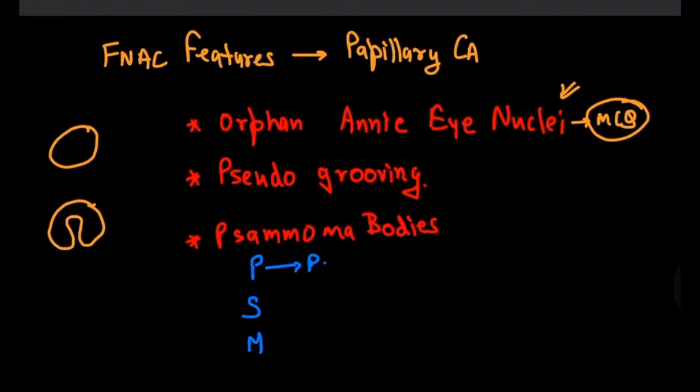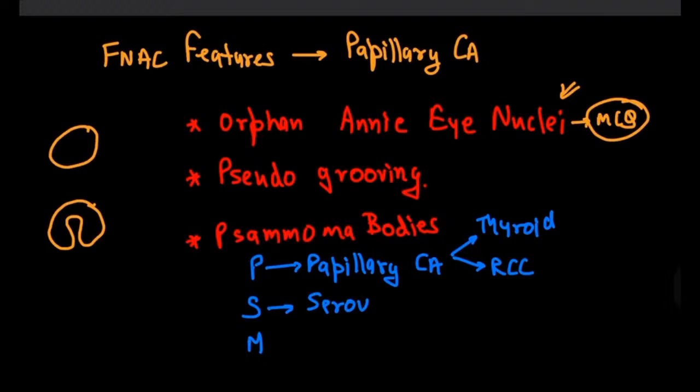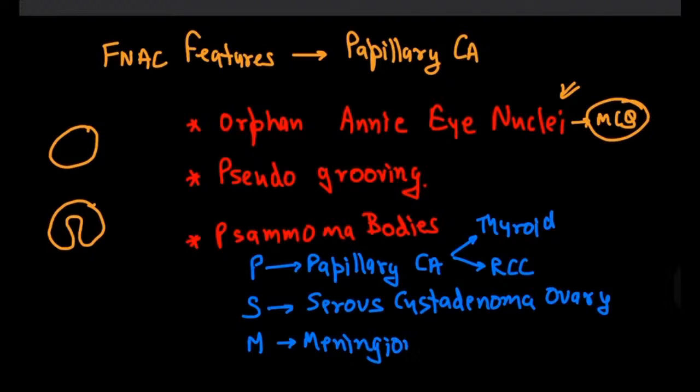You get it in the papillary carcinoma of the thyroid, which we are seeing, and at the same time you can also get it in the papillary renal cell carcinoma. You get it in the serous cystadenoma of ovary, and you get it in the meningioma. Now I know most of you must be knowing this, but if you don't, just remember it. These are the 4 main places where you get psammoma bodies.